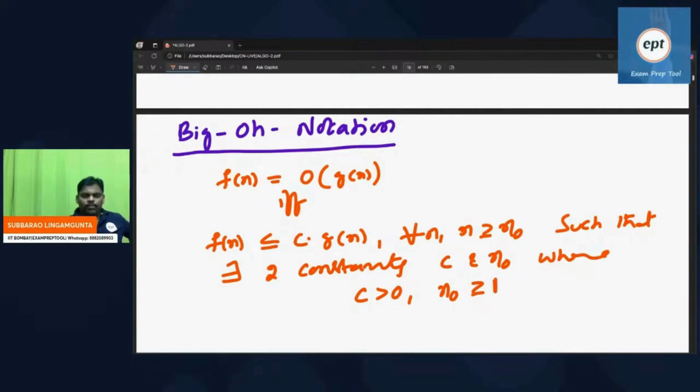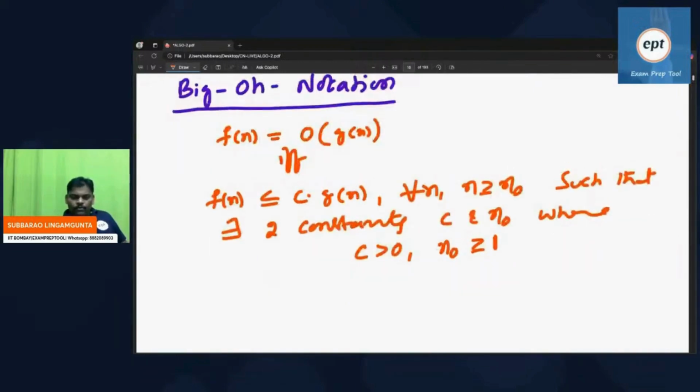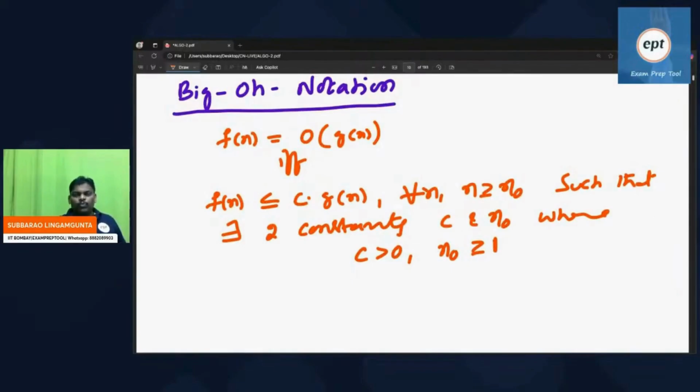So this is the definition. Within a few minutes I will explain. Please take this as it is. Big O notation we are discussing. F of n is big O of g of n if and only if f of n is less than or equal to some c into g of n for all n where n is greater than or equal to n0, such that there exist two positive constants c and n0 where c is greater than 0, n0 greater than or equal to 1. Let me know if anyone has any doubt. It is the definition. Within a few minutes you will be okay.